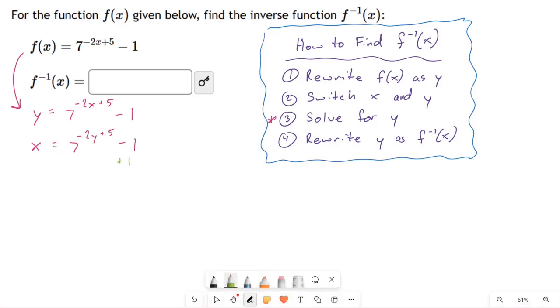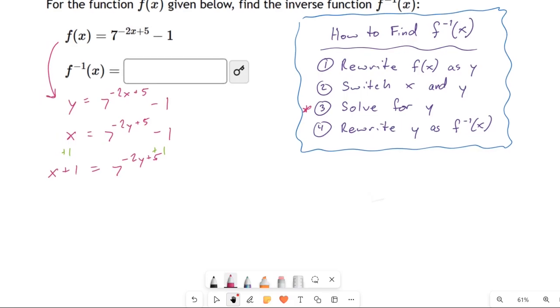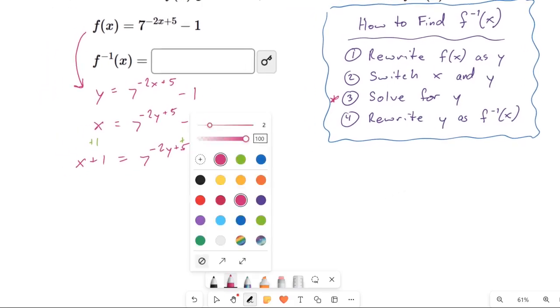I'm going to peel that 1 off of there, and I'm just going to turn this side on the left into x plus 1 equals 7 to the negative 2y plus 5. Okay, great. Now I have an isolated exponential. Well, that's really nice. Now we can turn it into not an exponential by applying a logarithm to both sides.